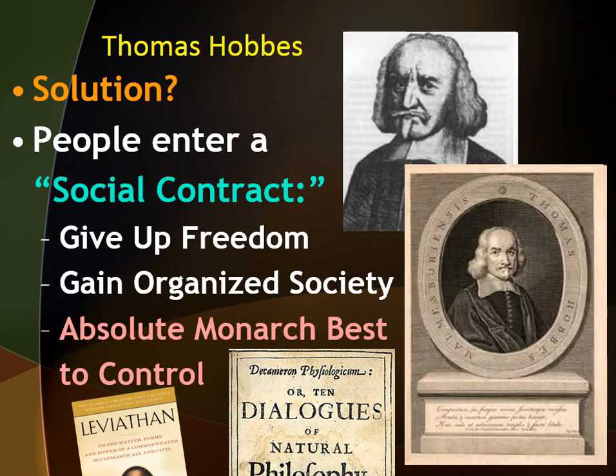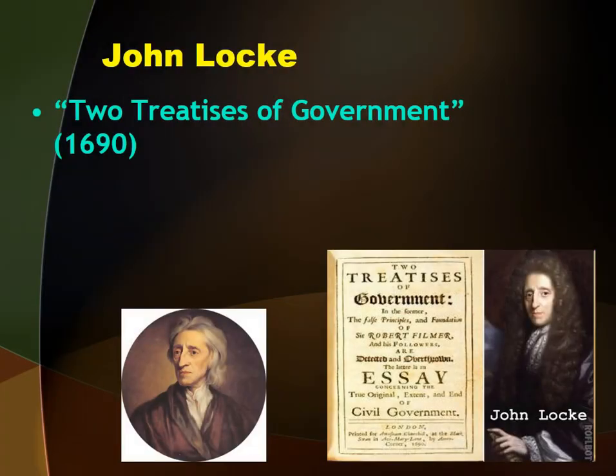Now, Thomas Hobbes actually didn't believe in democracy. He thought that the best way to control the government, the best way to have order within society, is to give up control, give up power to a monarch, to an absolute monarch. So he thought that if one person was given all the power, that was the best way to organize society.